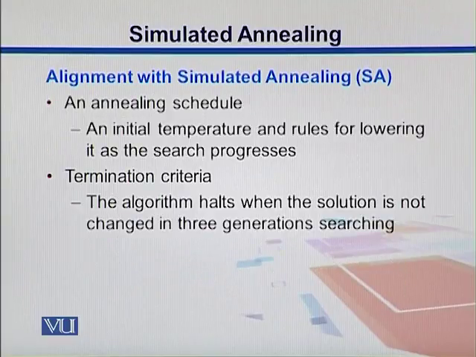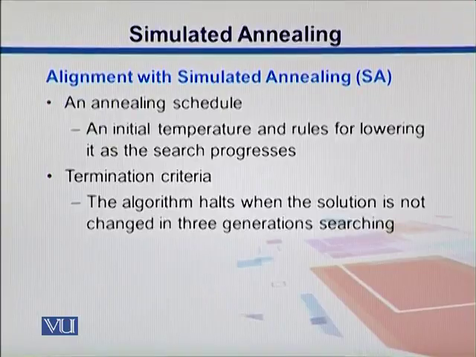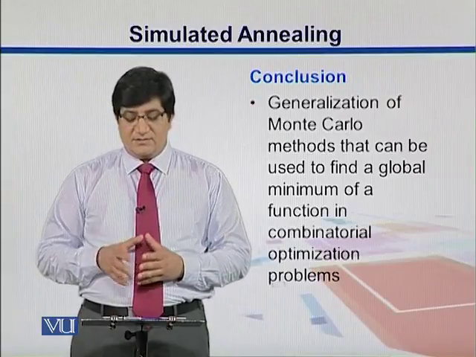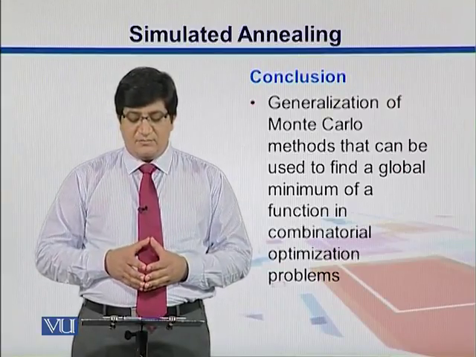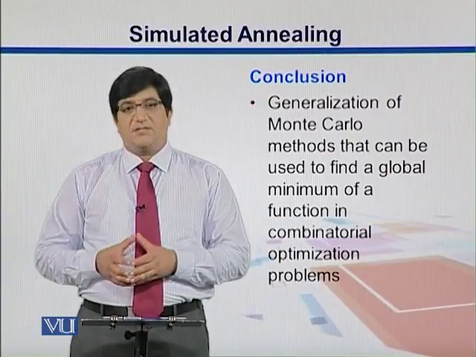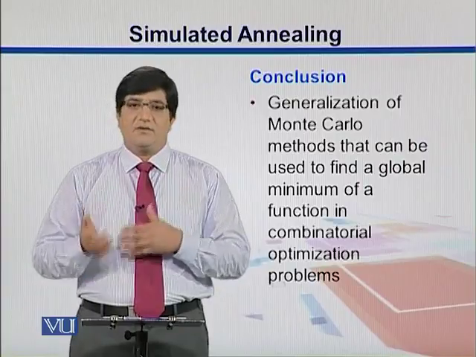We also need an annealing schedule for this algorithm, so an initial temperature and rules for lowering it as the search progresses. We also need a termination criterion, so the algorithm halts when the solution has not changed in 3 generations of searching. So where should we stop, what is our final solution? We need a termination criterion for that. So we see in this section that simulated annealing is a generalization of Monte Carlo methods, and it can be used to find the global minima of a function in combinatorial optimization problems where you can have a combination of different solutions.